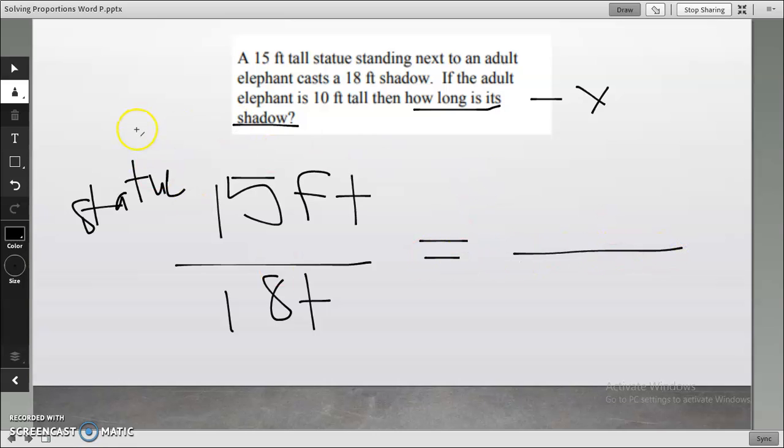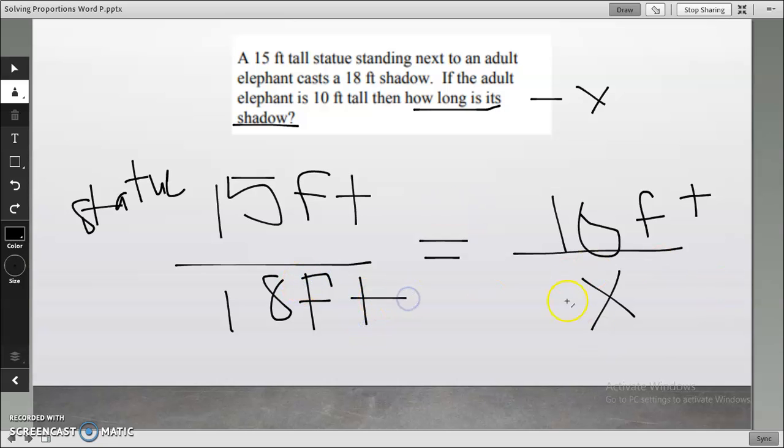Next, I'm going to put what I have for the elephant, right? The elephant is 10 feet tall. I'm given that. And I want to know how long the shadow is. So that's right across from how tall the shadow is. So this is my shadow heights here. And this is my statue height and my elephant height. And everything about the elephant is over here. So everything is set up proportionally well.